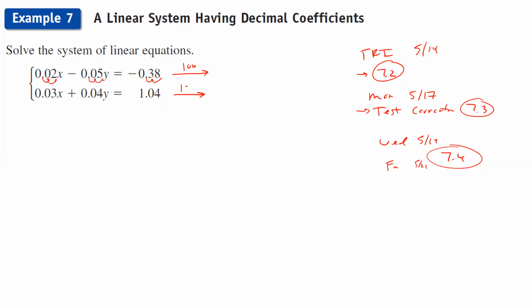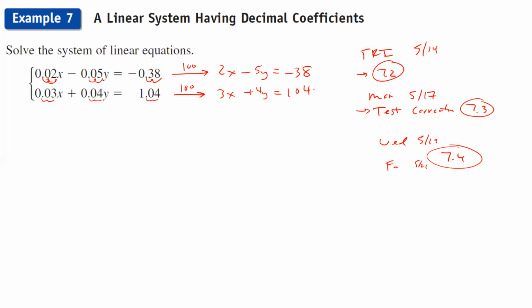The only time that we multiply the same thing top and bottom, but we still don't get opposites, is when we clear the decimals. Clearing decimals means I move this out twice, I get myself 2x. Move this out twice, I get myself a 5y, and I give myself a negative 38. On the bottom, moving everything twice gets me 3x plus 4y equals 104.